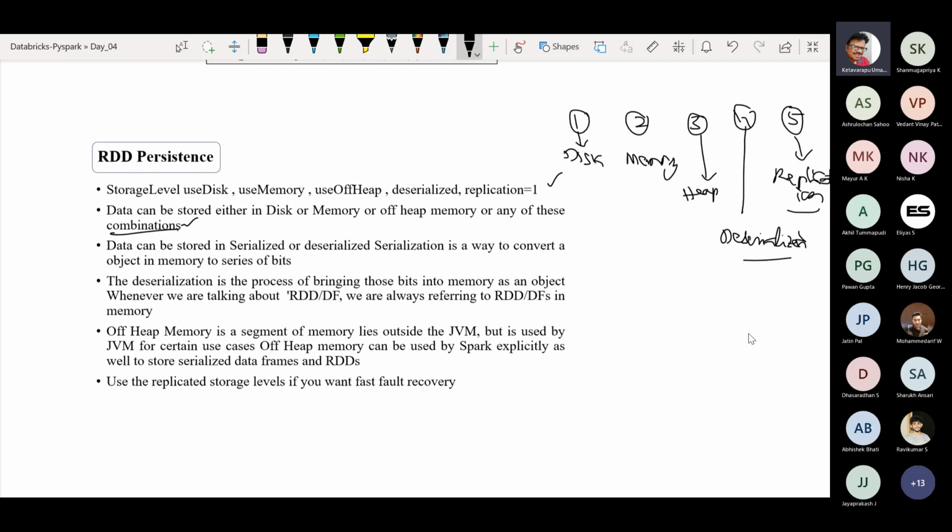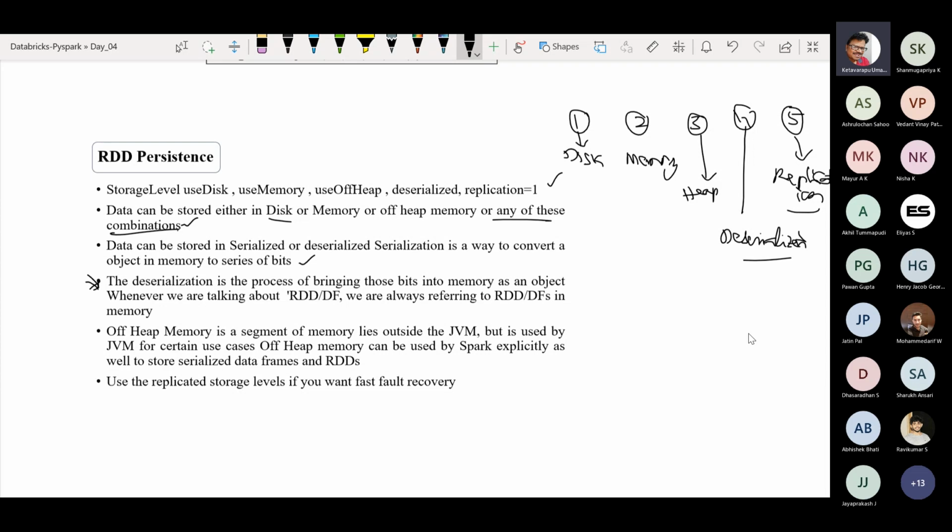This is the beauty. It's not either-or only. Any of those combinations, disk, memory, disk off heap, like that we are having. Data can be stored in a serialized or deserialized form. Serialization is a way to convert an object in memory to a series of bits. If I want to prefer those kinds of bit based storage, I can go ahead. Now, let us clarify what exactly deserialization is.